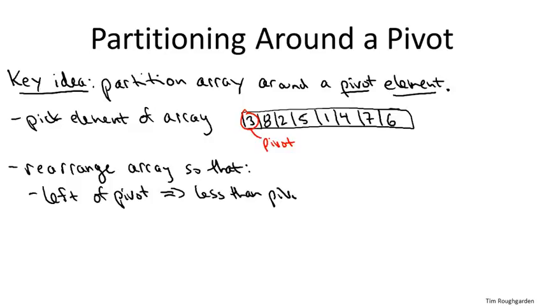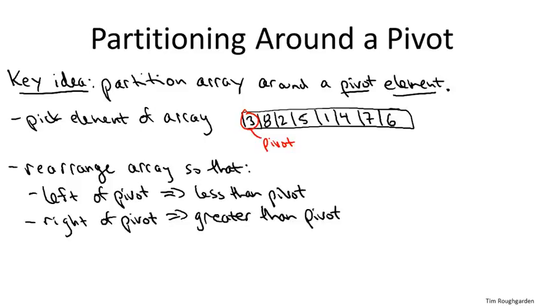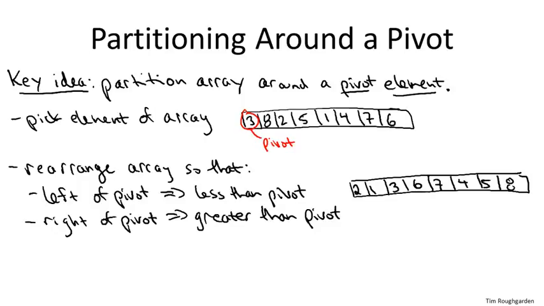So for example, given this input array, one legitimate way to rearrange it so that this holds is the following. Perhaps in the first two entries we have the 2 and the 1, then comes the pivot element, and then comes the elements 4 through 8 in some perhaps jumbled order. So notice that the elements to the left of the pivot, the 2 and the 1, are indeed less than the pivot, which is 3. And the 5 elements to the right of the pivot, to the right of the 3, are indeed all greater than 3.